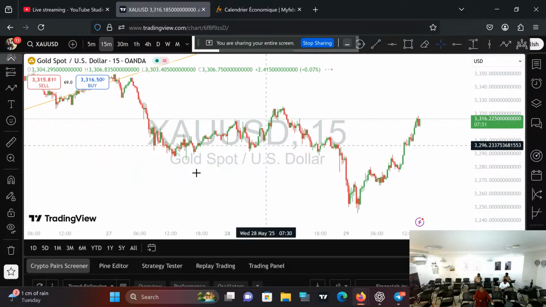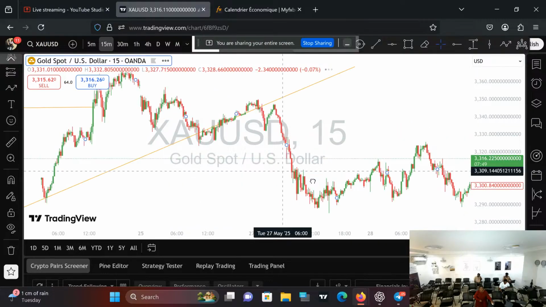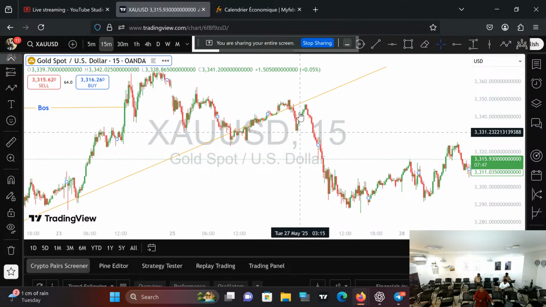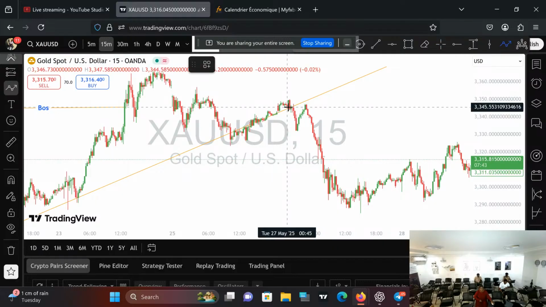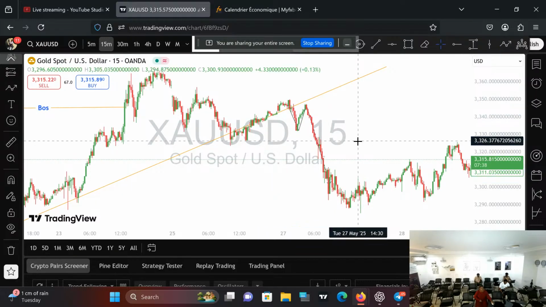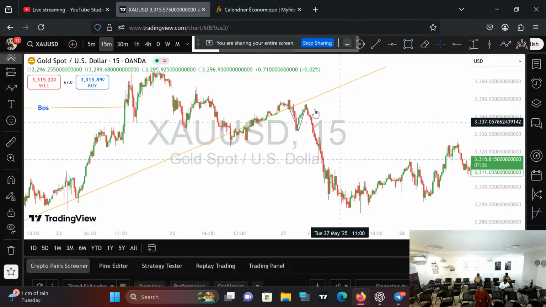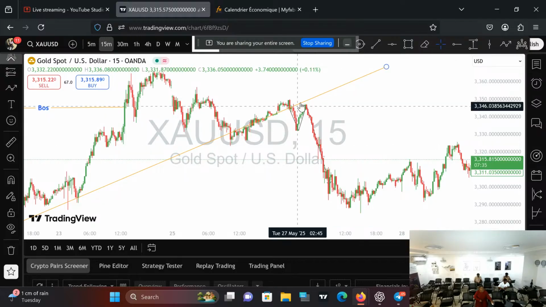You are going to see that it broke, retested, and sold from the 15 minutes. Market broke the trend line, retested, and sold. Now, let's go back to the 1 hour.